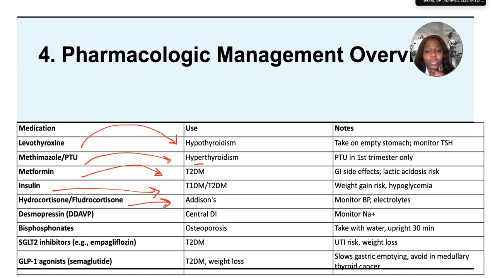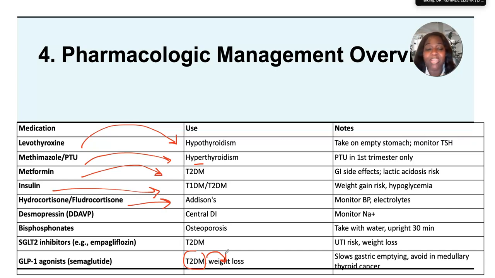Desmopressin, central DI. Bisphosphonates, osteoporosis. SGLT2 inhibitors like empagliflozin, type 2 diabetes mellitus. What about GLP-1 agonists like semaglutide? That's very common now for weight loss. It's used for type 2 diabetes, but people actually focus on the weight loss part that they lose sight of what it does. But let's be careful of this weight loss stuff. You know what I mean? I'm just saying. That's me.